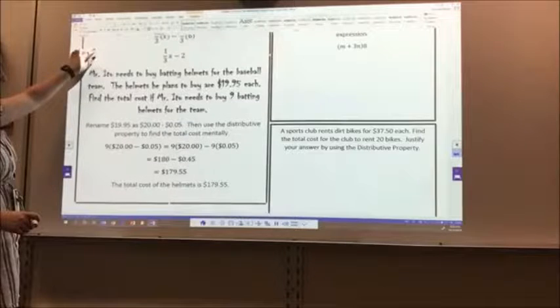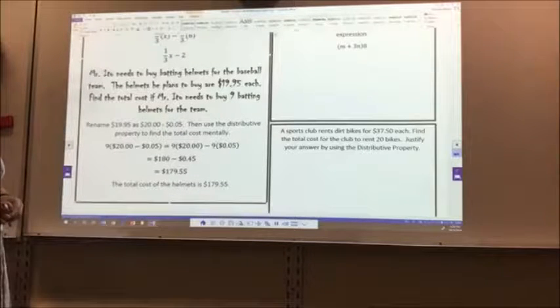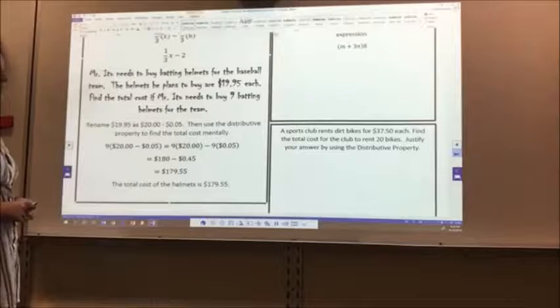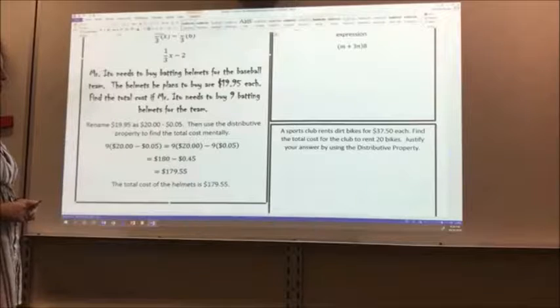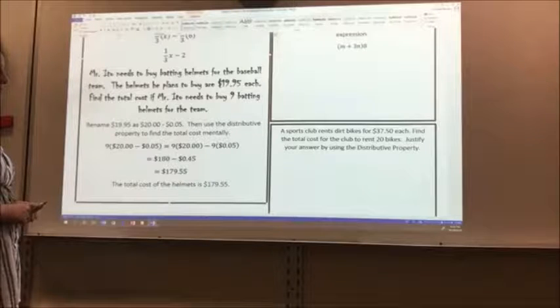My last example, Mr. Ito needs to buy batting helmets for the baseball team. The helmets he plans to buy are $19.95 each. Find the total cost if Mr. Ito needs to buy 9 batting helmets for the team.